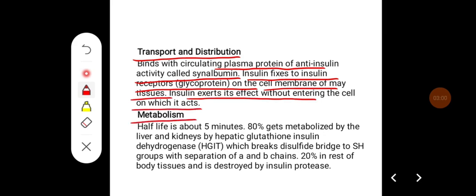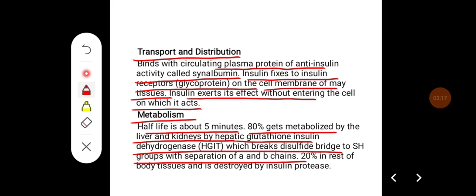If you see metabolism, the half-life of insulin is about 5 minutes. 80% gets metabolized by the liver and kidneys by hepatic glutathione insulin transhydrogenase, which breaks the disulfide bridge to SH groups with the separation of alpha and beta chains. 20% is metabolized in the rest of the body tissues, and it is destroyed by insulin protease.